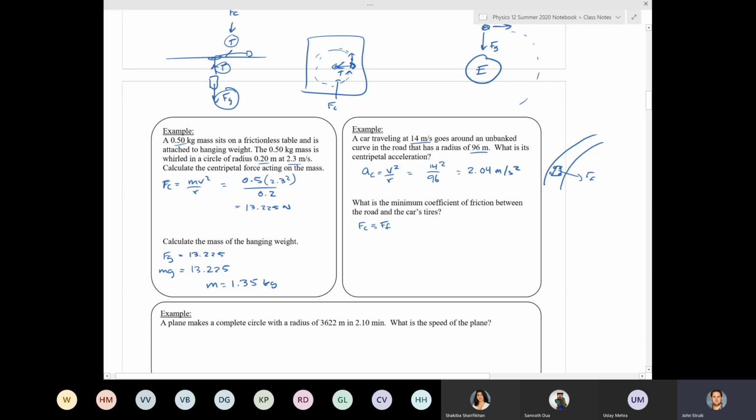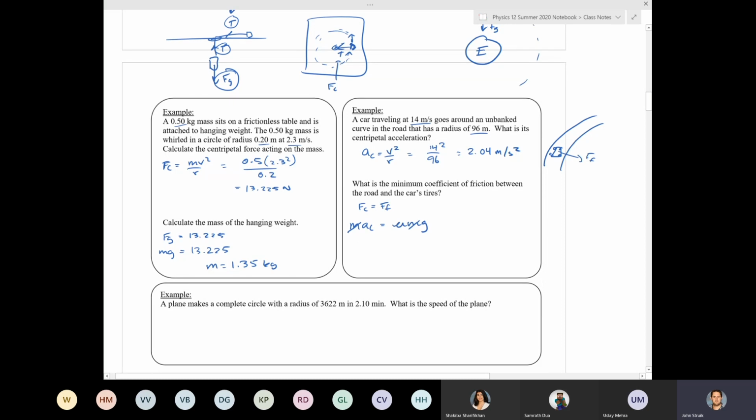Okay, so if this is the case, what we can do is we can go MAC equals mu mg. The m's will cancel out. That's why we don't have the mass of the car in the first place. And then we can just plug this in. 2.04 equals mu times 9.8. It's a weird mu. 2.04 divided by 9.8. And we get a mu of 0.21.